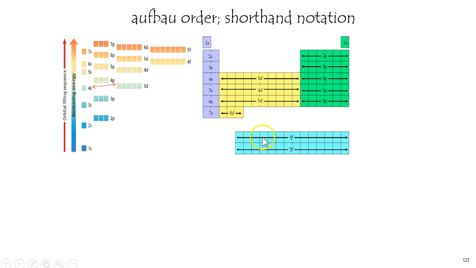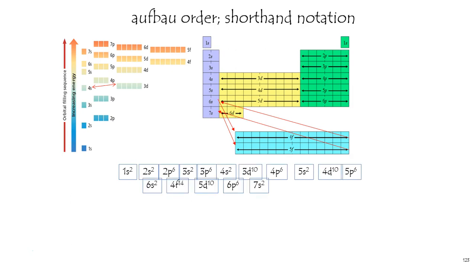6s2, 4f14, 5d10, 6p6, 7s2, 5f14, 6d10, etc. So there's patterns within patterns, and there's a certain beauty to that. I just like that. There's how things really go. There it is, what we just said.